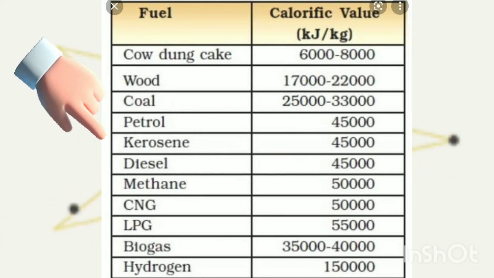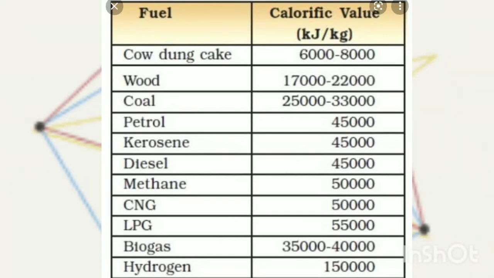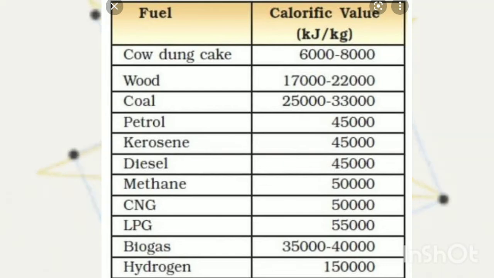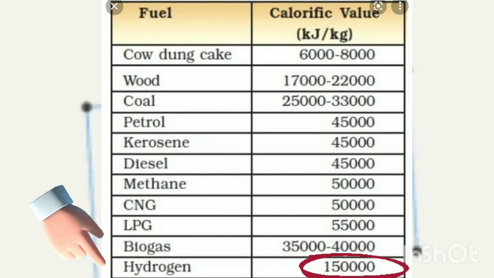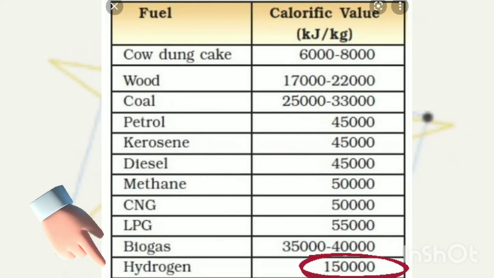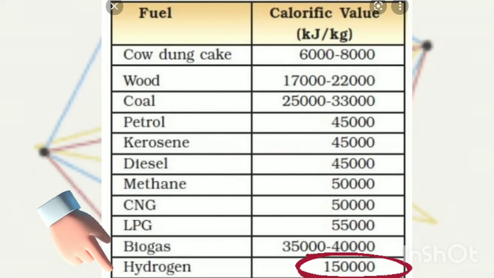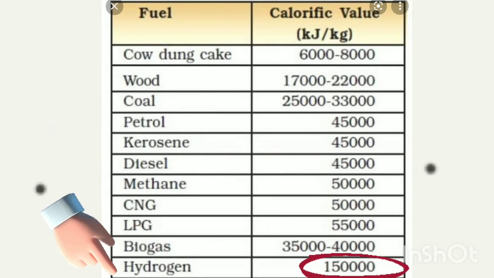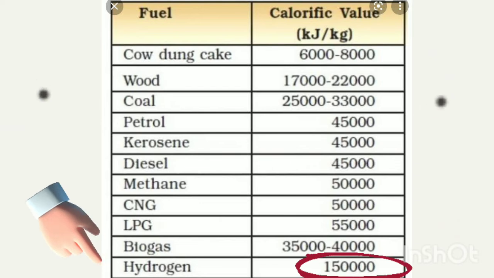In this tabular column you can see the variation in their calorific values, but the one having the highest calorific value is hydrogen, with 150 kilojoules per gram. So we can say hydrogen is the most efficient fuel, a good fuel we can use, but it is not utilized in our day-to-day life since storing and transporting it is very difficult. Great care should be taken while handling hydrogen, so it is not used as a domestic fuel.